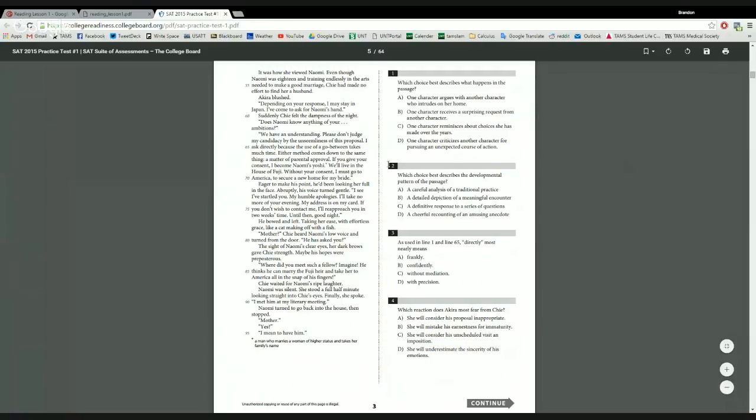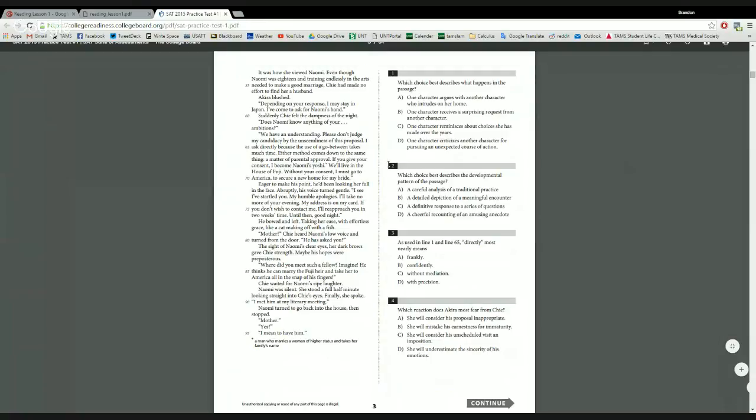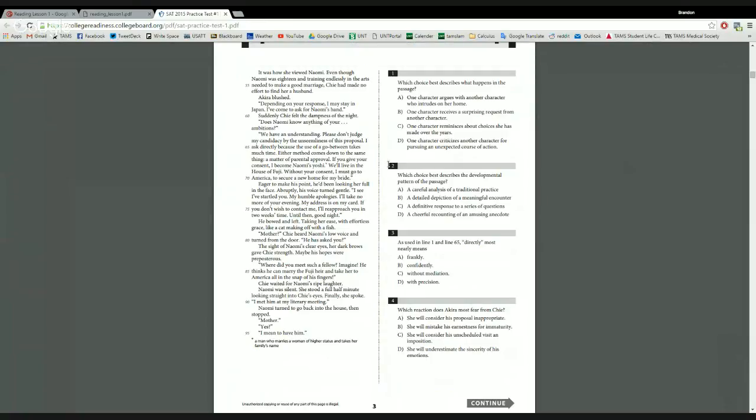A, a careful analysis of the traditional practice. This is actually the opposite of what we're looking for because this is not a traditional practice. In fact, it's the opposite, as this marriage proposal is not following tradition.